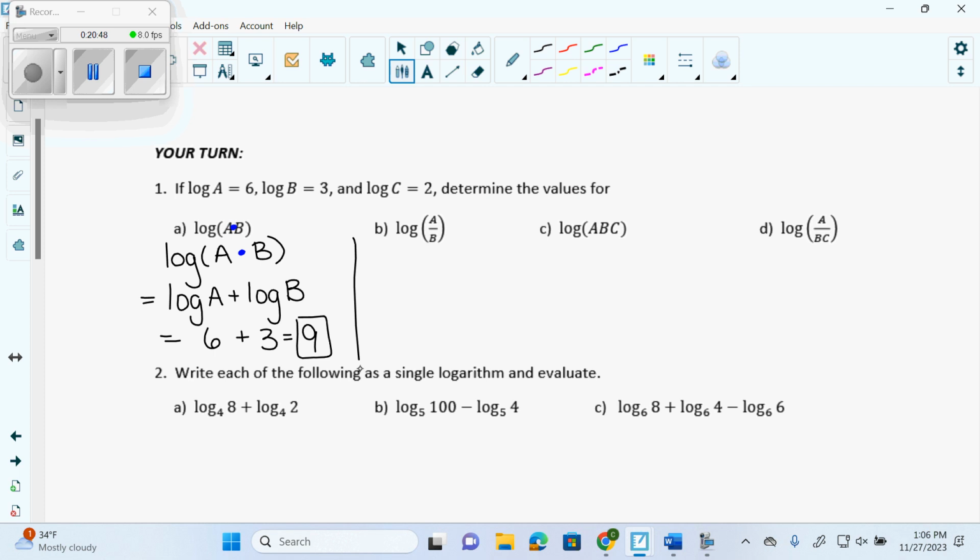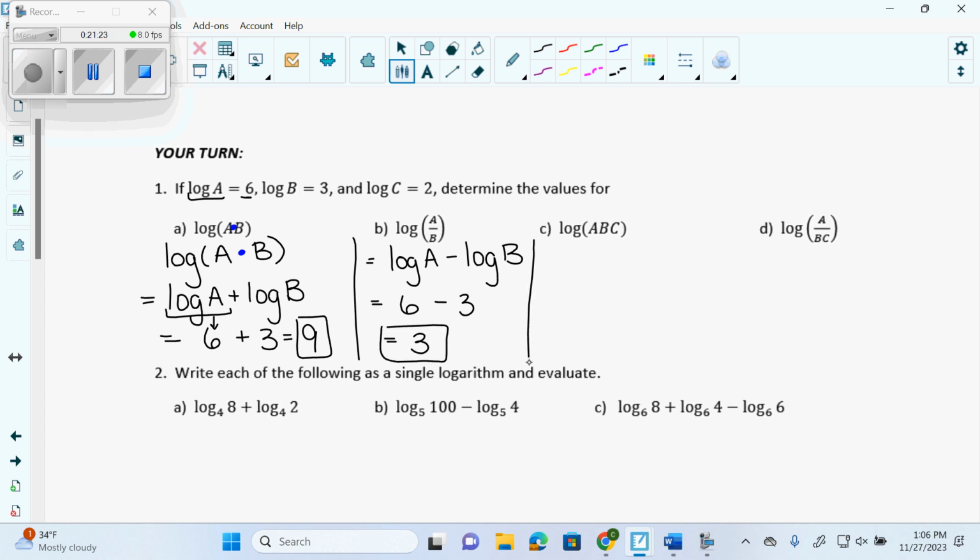What do you do with the logs on that? They got completely replaced. Log A is 6. Right? So the log A gets thrown away and it gets completely replaced with 6. So here I'm going to have log A minus log B. And log A is 6, so I replace it. Minus log B is 3, and 6 minus 3 is 3.